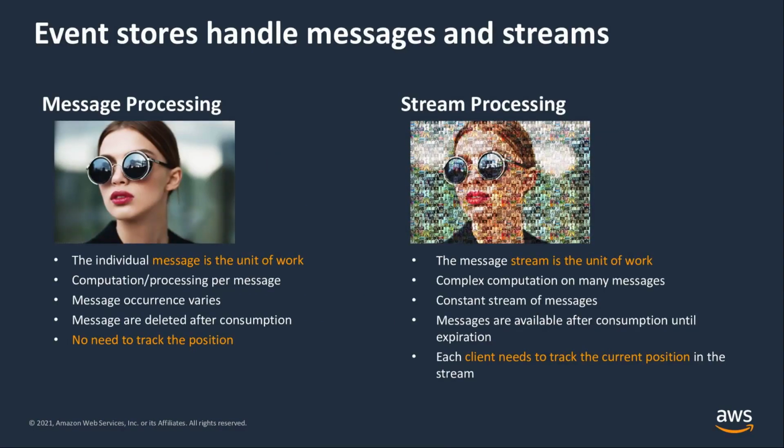We generally have two types of event processing models: message processing and stream processing. In message processing, an individual message is our core entity where we apply some processing or compute. It could be a financial transaction or a command to control, say, an IoT device. And the occurrence of messages typically varies. In stream processing, the stream of messages is our core entity. Only by looking at many messages together do we get the value out of each individual message. And the stream of messages is also constant in most cases.